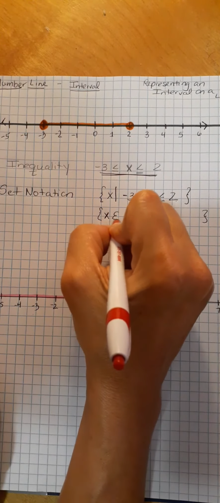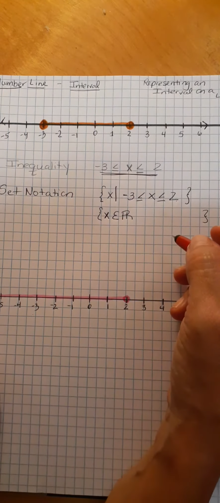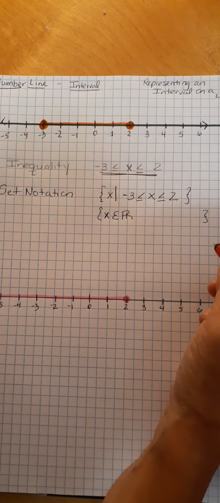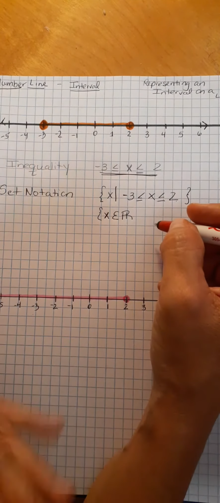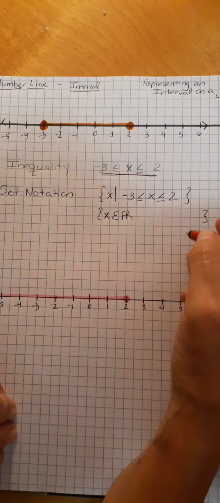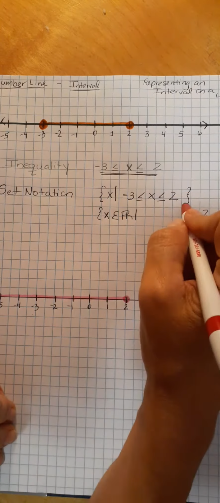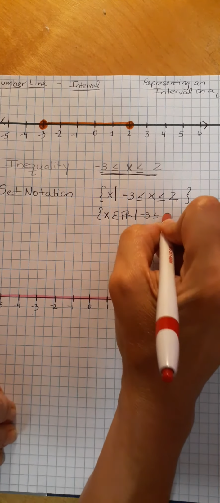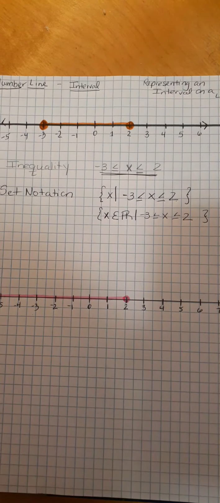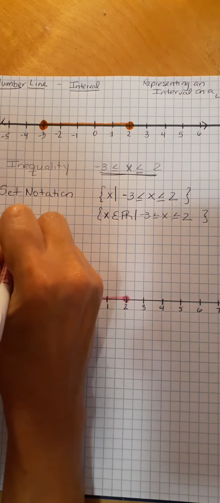Now there's another way you may write set notation, which is squiggly line. X is an element of the real numbers. Real numbers are just all the numbers you've basically come in contact with up until Algebra 1. Everything, decimals, fractions, negatives, positives, whatever it is, they're just not imaginary numbers. So we're going to put a line, and we write the exact same thing. -3 less than or equal to x less than or equal to 2. We have just written inequality, set notation, and the last one we're going to write today is interval notation.